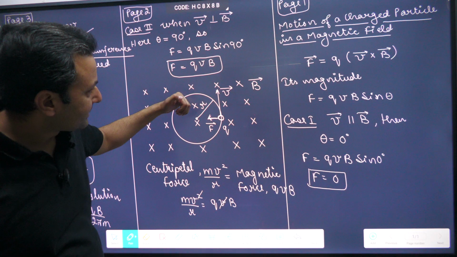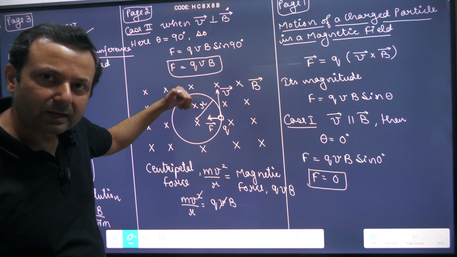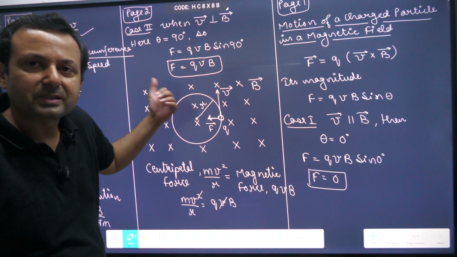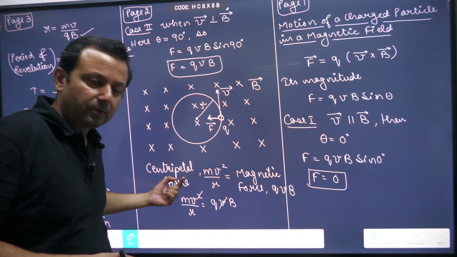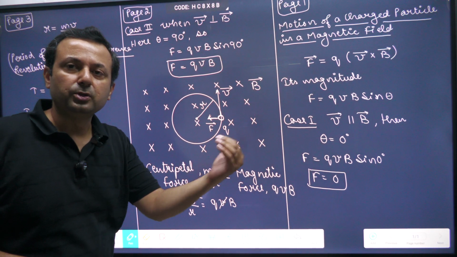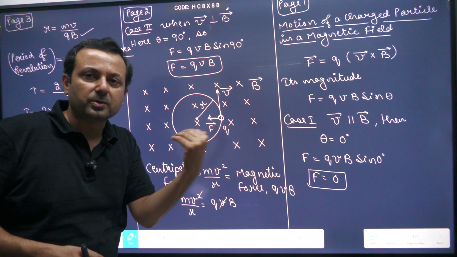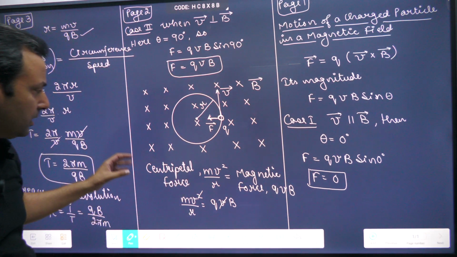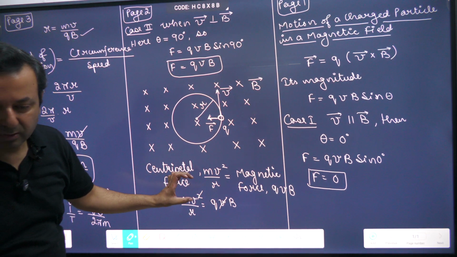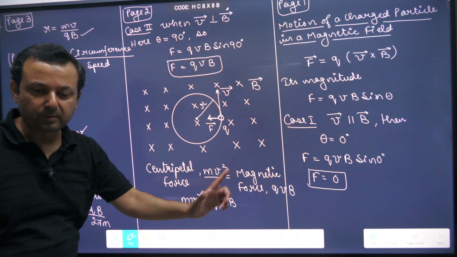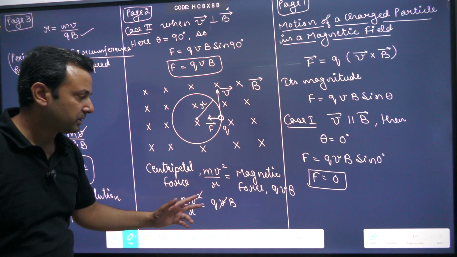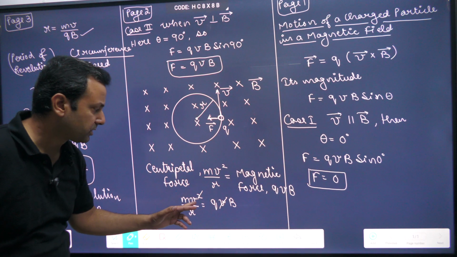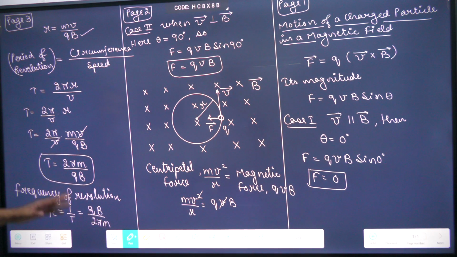So the inward dragging force means centripetal force. This centripetal force is due to what? It is due to magnetic force, because magnetic force is pulling it inside. So centripetal force is mv square upon r, and magnetic force is qvb. So mv square upon r is equal to qvb. V will cancel out this v. Mv upon r is equal to qb. Now r is equal to mv upon qb.